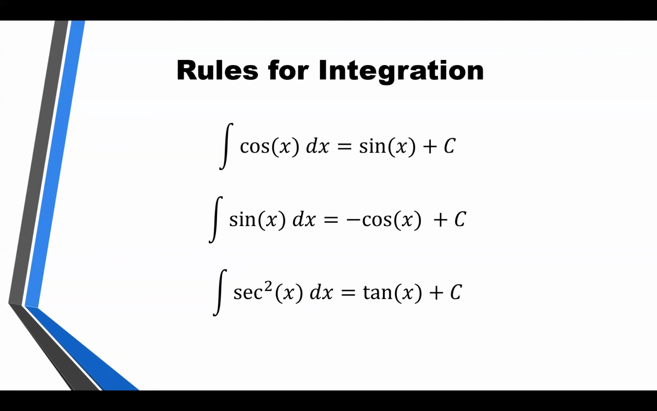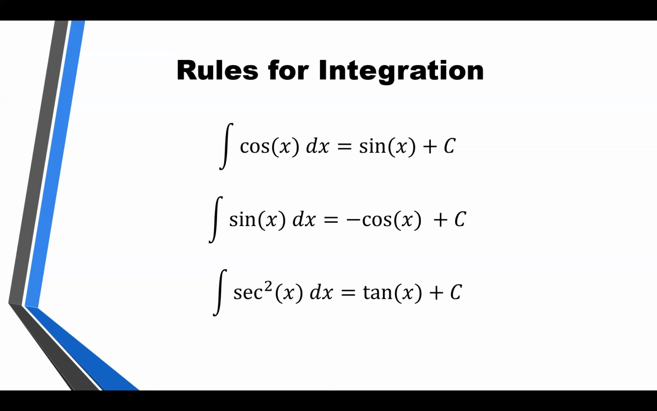With trig functions, the rules for integration work in the reverse way that our rules for derivatives work. So the derivative of sine is cosine. Therefore, the antiderivative of cosine is sine x, and then obviously tack on a plus c to find the indefinite integral. So when we integrate cosine, we get sine of x plus c.